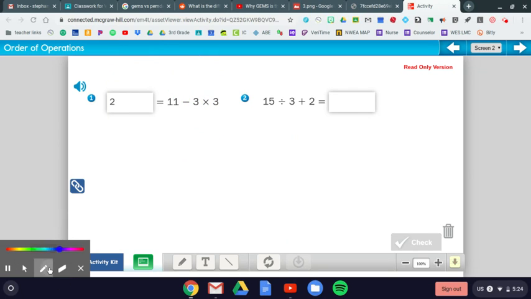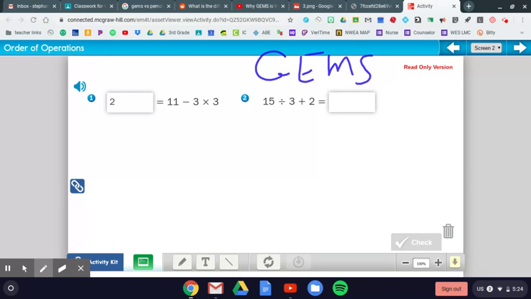Now I got to go on to my next question. G, E, M, S. Let me tell you, third grade people, I don't know how you all use your tablets and your phones to write on in color because this is tough. Okay. I've got 15 divided by 3 plus 2. That's why it's so important to highlight or circle your symbols so you know what the heck you're talking about, right, Miss Valone? Right. I don't have any parentheses. I don't have any exponents. Multiply and divide, I have a division symbol. 15 divided by 3 is 5, because 3 times 5 is 15.